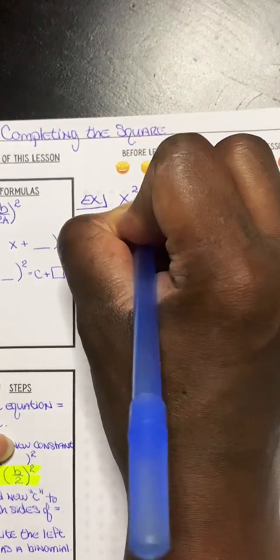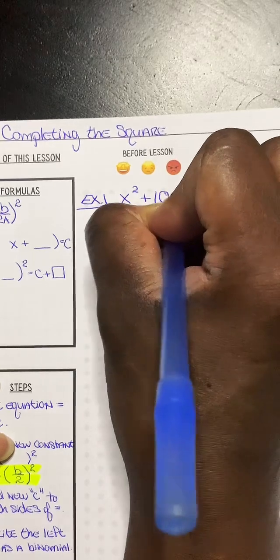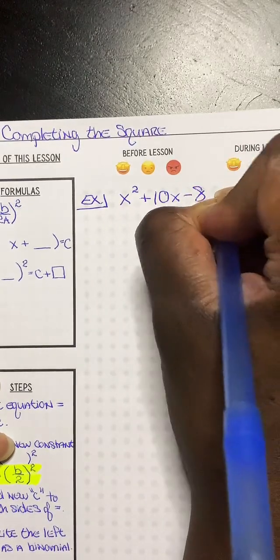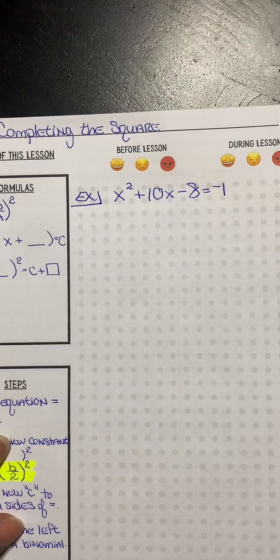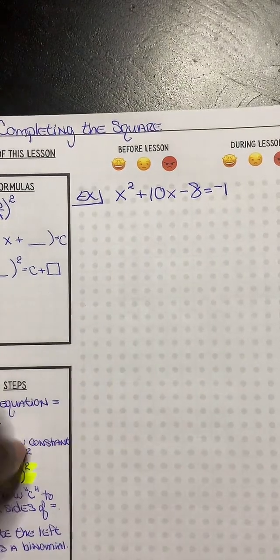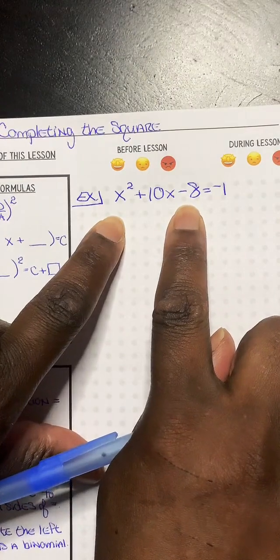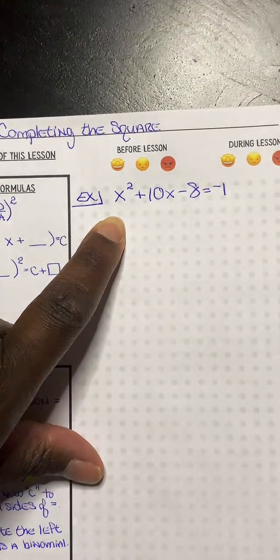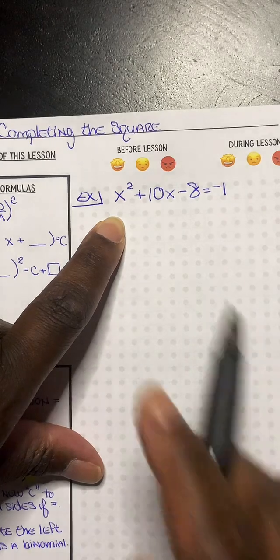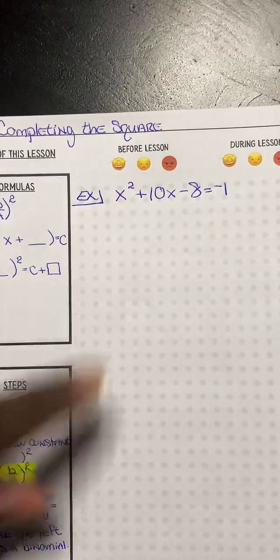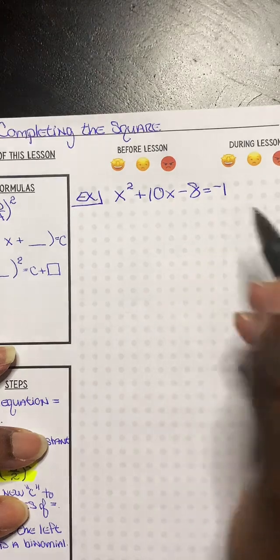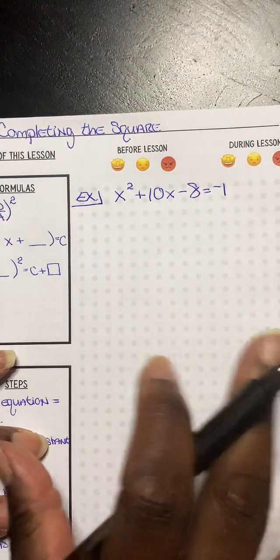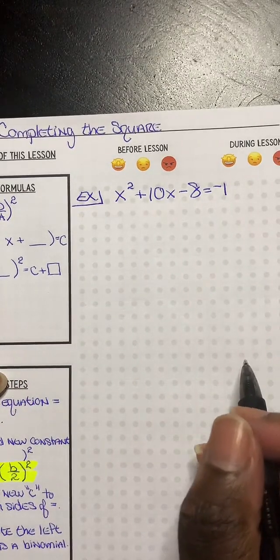So the first example we have is x squared plus 10x minus 8 equals -1. And you're like, all right, Audrey, it's already not equal to 0, so that means I should try to factor this. No, it's not completely in that form. We have this -8. This -8 needs to come over to the same side as the -1 in order for us to say it is in that setup for completing the square.